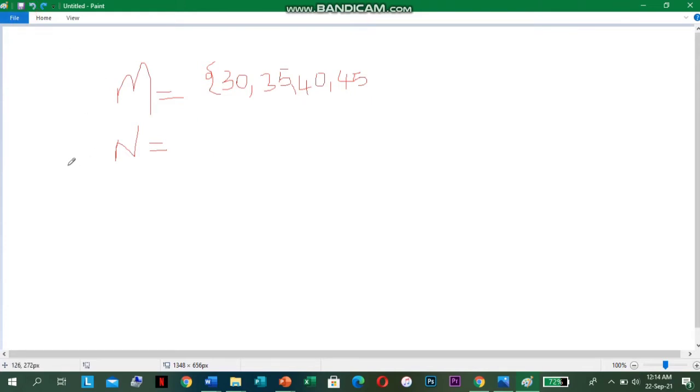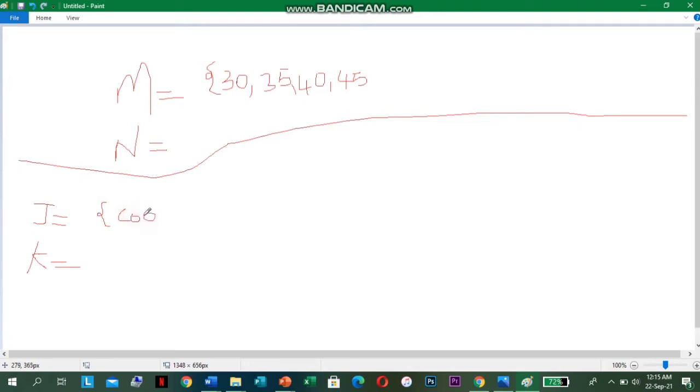All right, so let me work with this part of the board. Good. So for example, call my set J, so set J equals, and set K equals. In set J, the elements are cool, hot, cold, and of course warm.